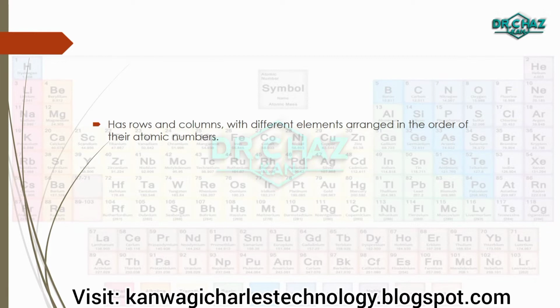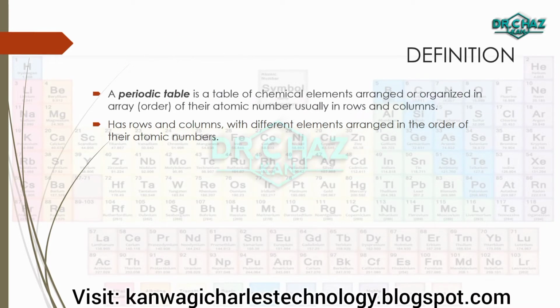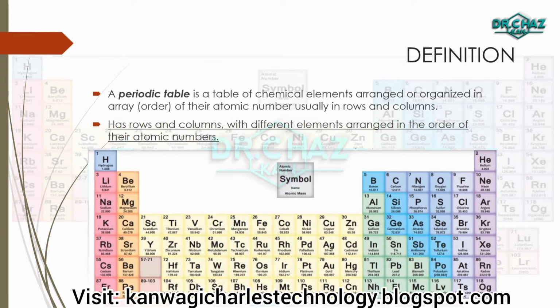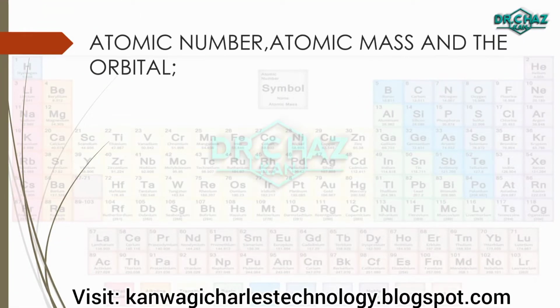So the definition of the periodic table. The periodic table is a table of chemical elements arranged or organized in array. Array means order of their atomic number, usually in rows and columns. So the periodic table is comprised of rows and columns with different elements arranged in the order of their atomic number, like you're seeing in the picture. That is a typical representation of a periodic table. So it has, we talk about atomic number, mass number, and the orbital.